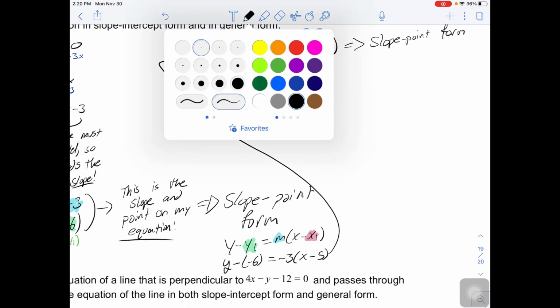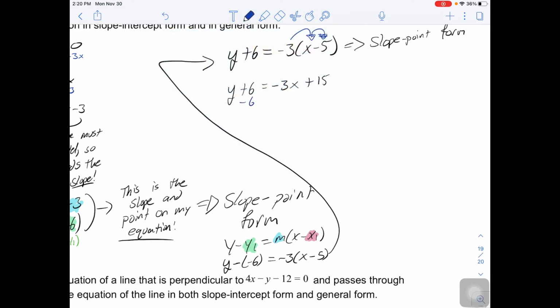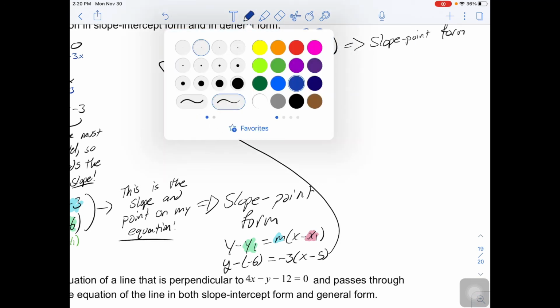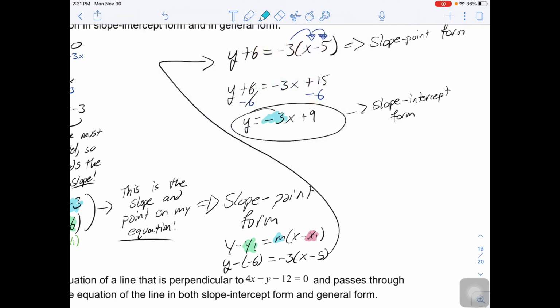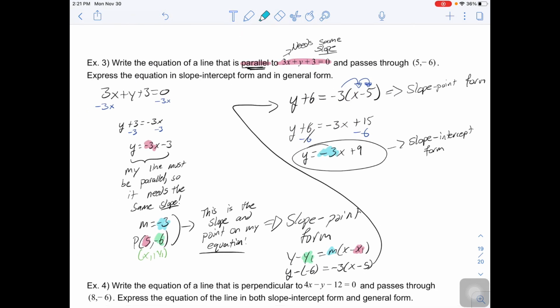And then I'm going to subtract 6 from both sides. And this will give me y equals negative 3x. 15 minus 6, that gives me positive 9. So there is my slope intercept form. And as we can see, we have a slope of negative 3, so that means it will be parallel to this line here. And we have a y-intercept of positive 9.